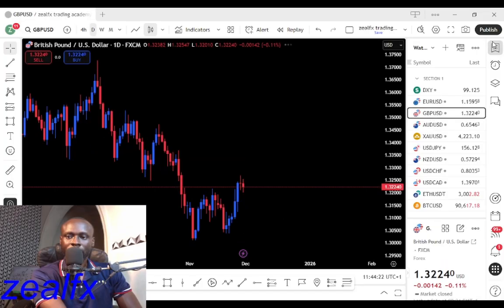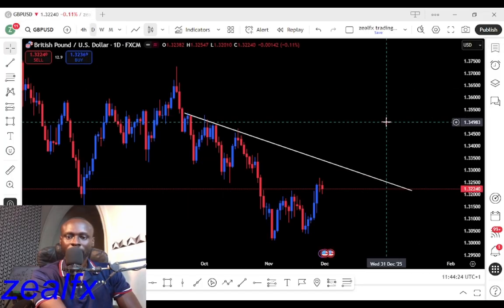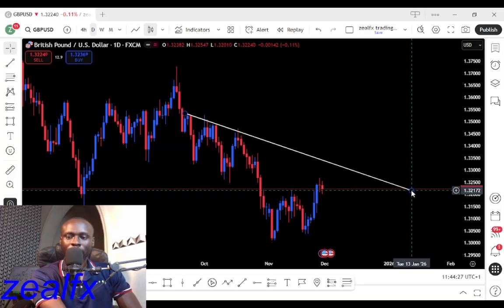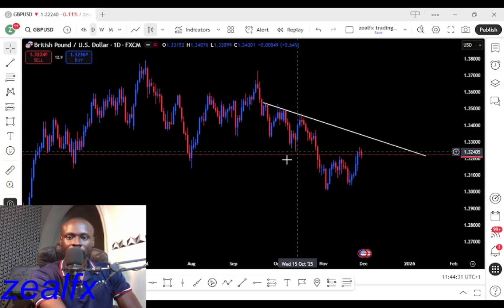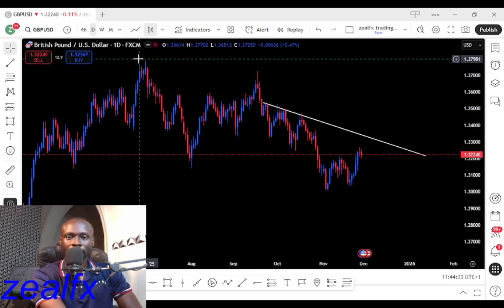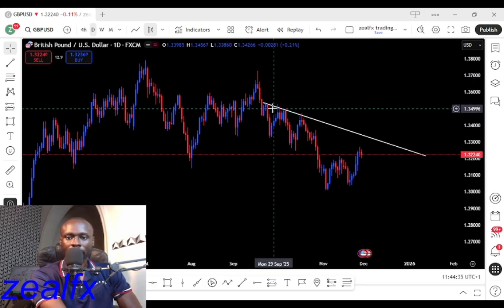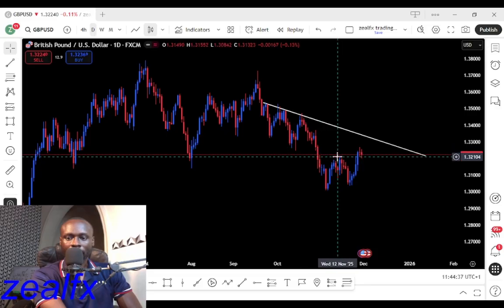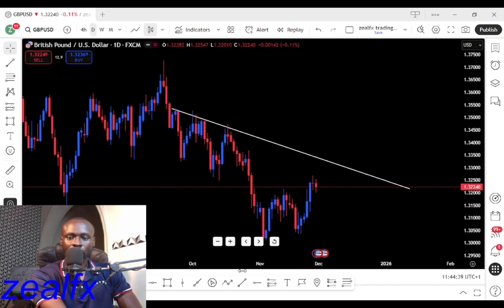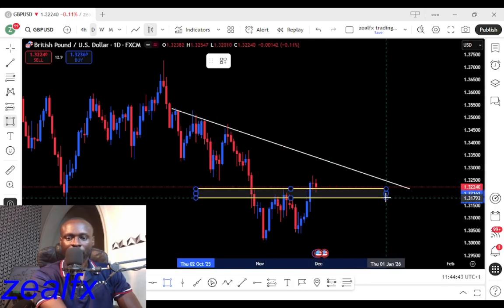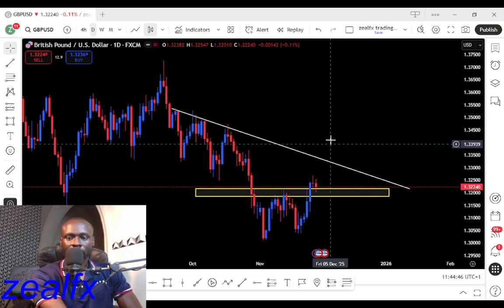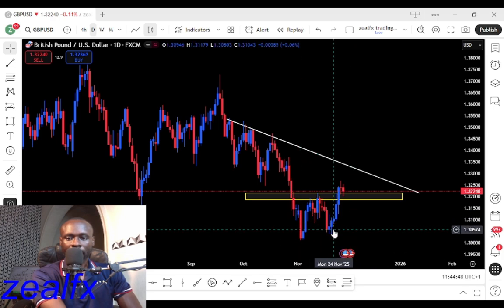Great British Pounds USD. On my daily chart we have this higher high, then a lower high, lower high, and lower high. Then you can also see that price closed above this resistance level. You can see from the daily chart price closed above this resistance level. Then we now have a lower low and a higher low.